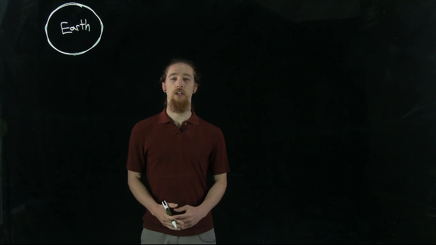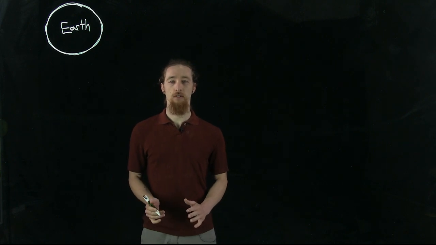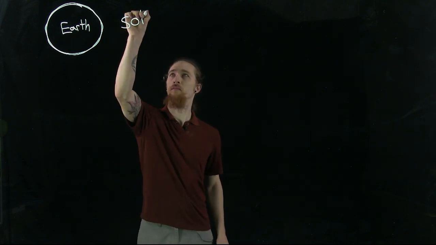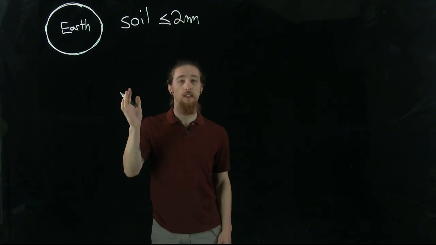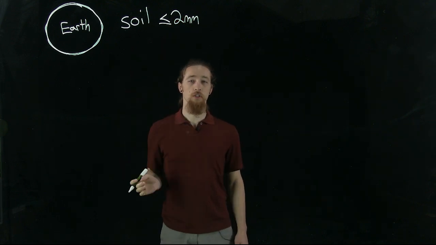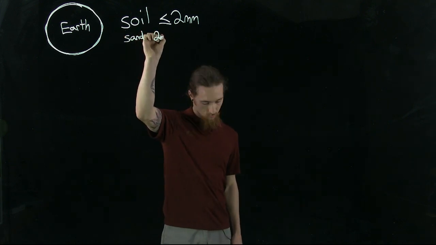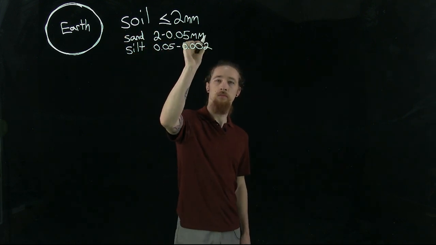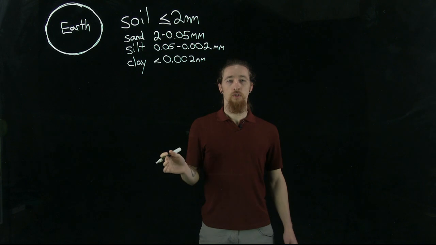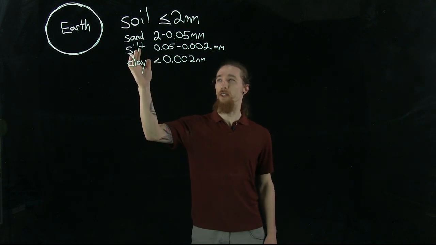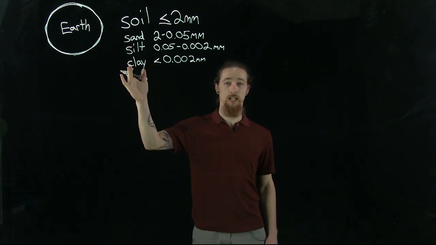Soil is really just a classification of different particle sizes. So anything less than or equal to 2 millimeters in size is technically soil. Soil further breaks down into 3 different categories: sand, silt, and clay.